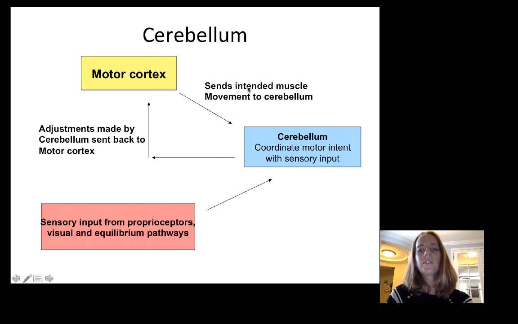So the cerebellum will take sensory input from proprioceptors, visual and vestibular or equilibrium pathways, and put that together with information from the motor cortex, or what movement planning is being created in the cerebrum, and it will coordinate what movement you want to do with where your body is in space, and put that all together to create fluid coordinated movements. So people with cerebellar problems will also have tremors, but they will have different tremors than Parkinson patients. They will have constant tremors.